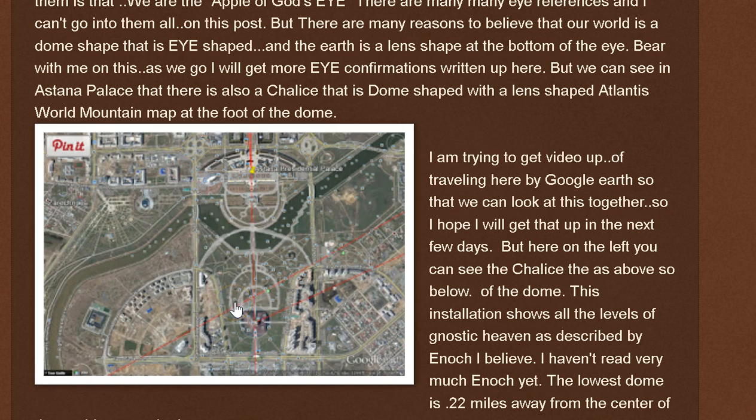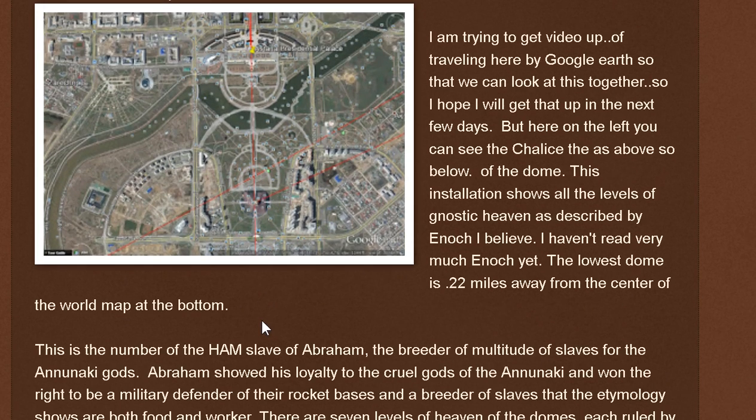The lowest dome is 0.22 miles away from the center of the world map at the bottom. This is the number of the Ham, slave of Abraham, the breeder of multitude of slaves for the Anunnaki gods. Abraham showed his loyalty to the cruel gods of the Anunnaki and won the right to be a military defender of their rocket bases and a breeder of slaves that the etymology shows are both food and worker. There are 7 levels of heaven of the domes, each ruled by several archons.